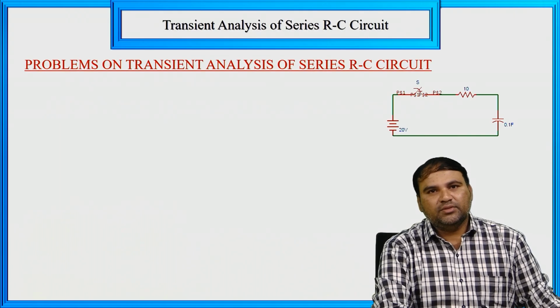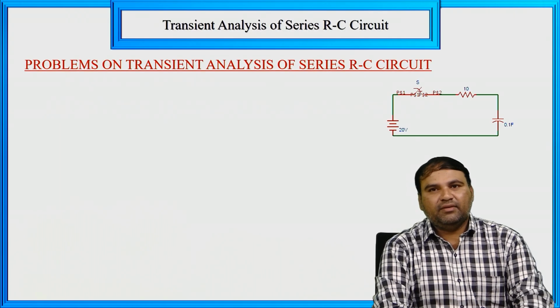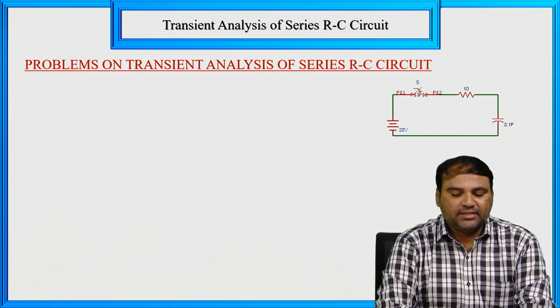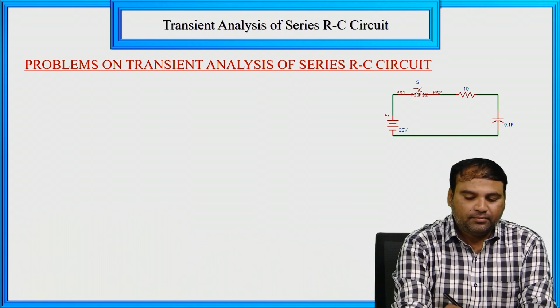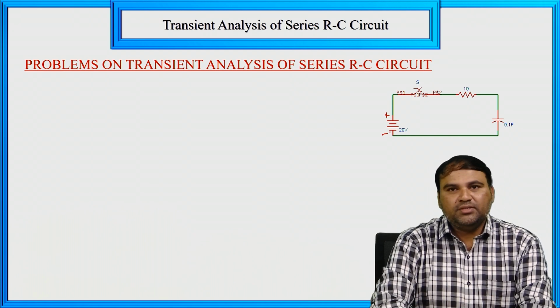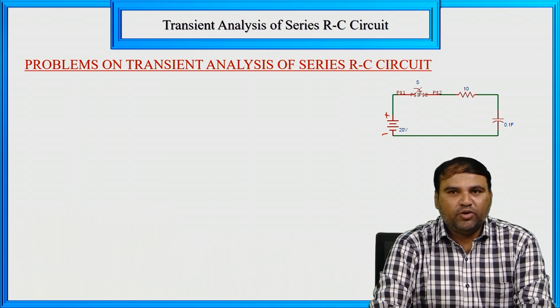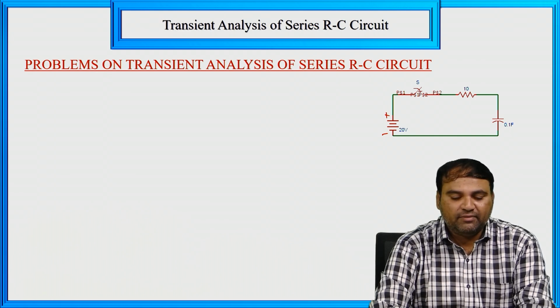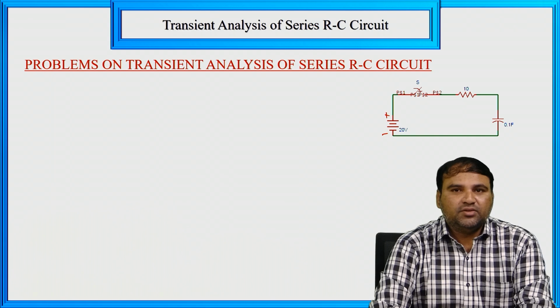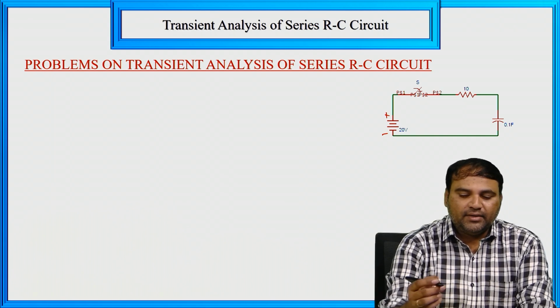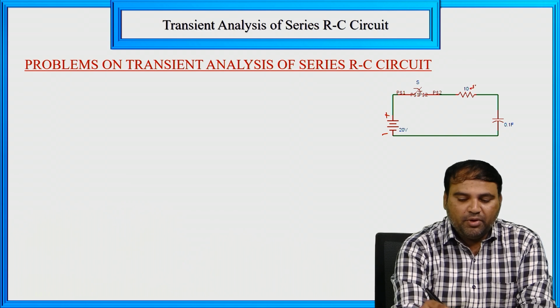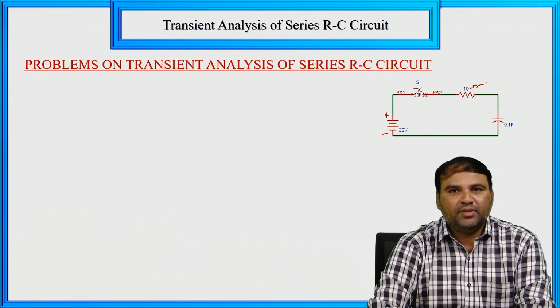Here I am taking one circuit, consisting of a voltage of 20 volts, a resistance of 10 ohm, and a capacitor of 0.1 farad. It is a completely series circuit, meaning it has only a single loop. So the supply voltage is 20 volt, the resistance is 10 ohm, and the capacitor is 0.1 farad.